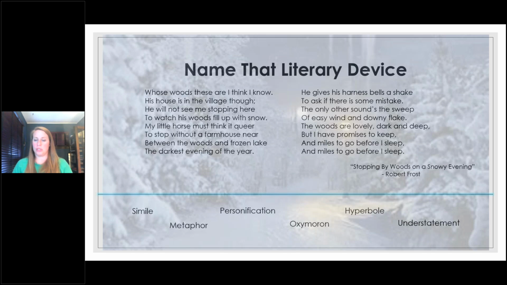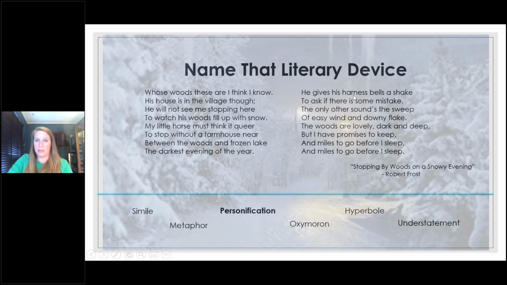Again, a little bit tricky, but if we look closely, we can see some examples of this person's horse having some human characteristics. We've got personification. So horses are certainly smart animals, but we've got this line here that says, my little horse must think it queer, meaning think it strange. Horses, again, intelligent, but are they really going to have complex thoughts about, hey, we're stopping near this place where there isn't a farmhouse? That's kind of weird. Probably not. We're maybe giving the horse a little bit too much credit.